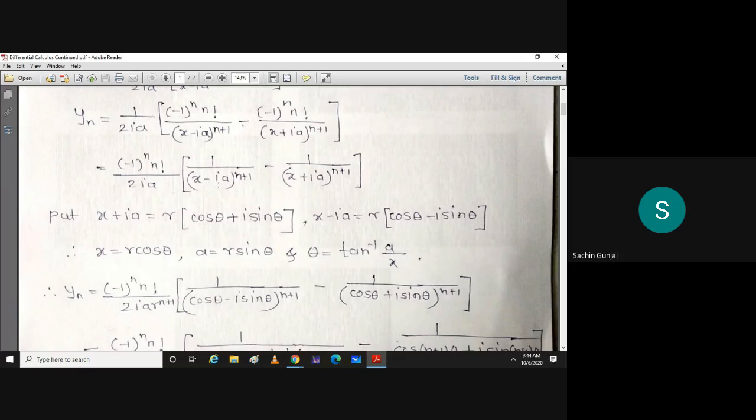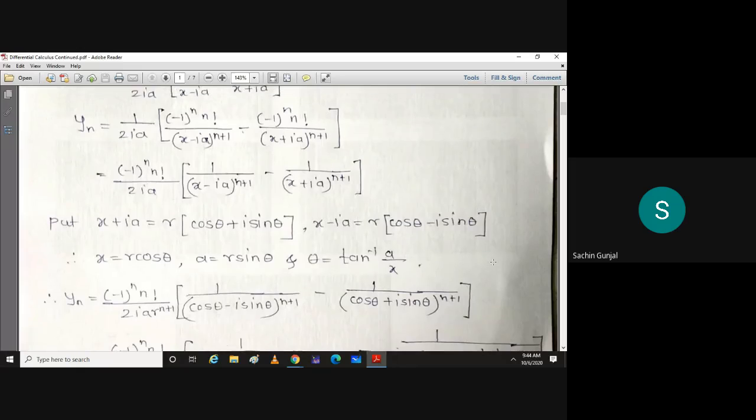So x minus ai is r into cos theta minus i sin theta, raised to n plus 1. So r raised to n plus 1 is there. So 1 upon cos theta minus i sin theta raised to n plus 1, minus this x plus ai raised to n plus 1, which is r into cos theta plus i sin theta raised to n plus 1. So r raised to n plus 1 we can take out, and we'll have this term cos theta plus i sin theta raised to n plus 1. Can you tell me the next immediate step? Anybody?